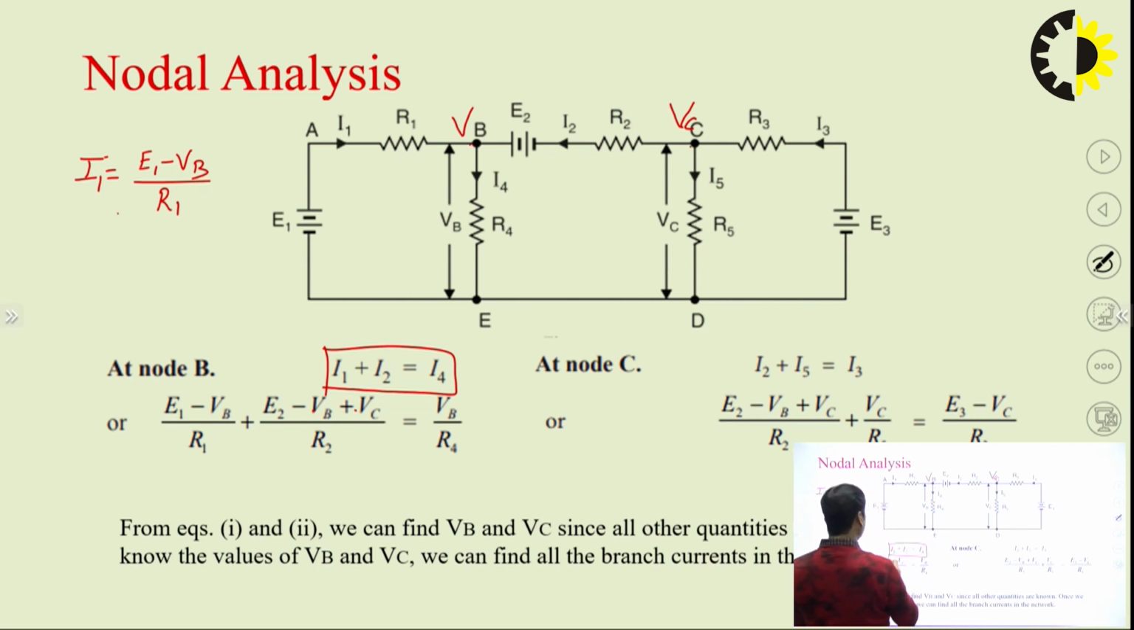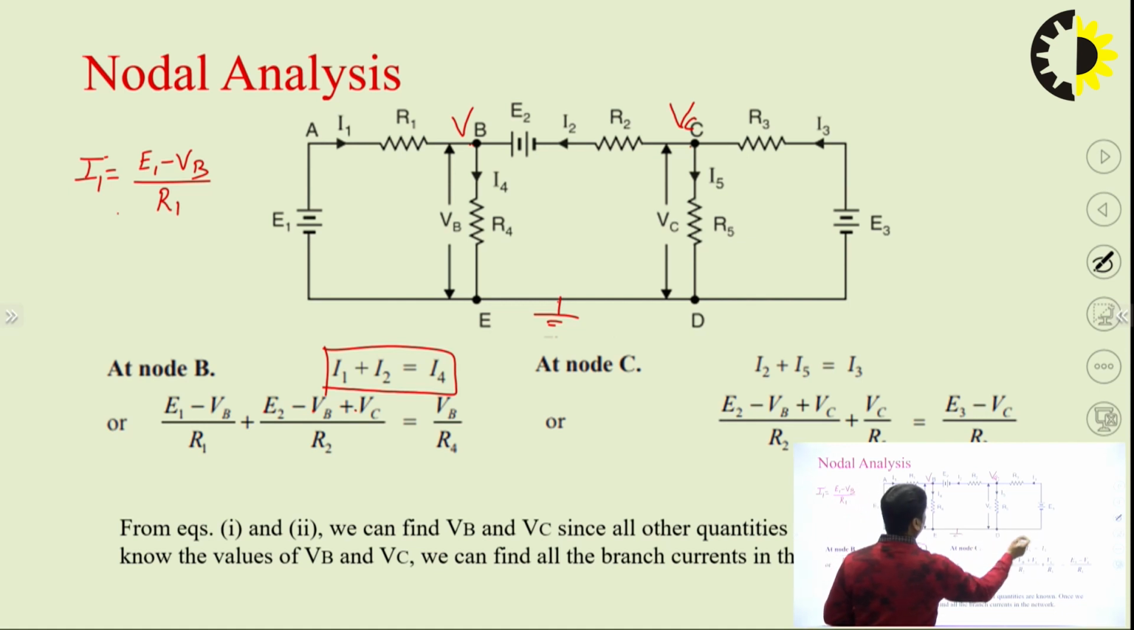So just having the, we will add V2 and E2 in this. So VC plus E2 minus VB upon R2 is this. So this is I2, and I4 is coming from this. This is VB, and this is at zero potential because it is the reference. So all these nodes are connected to reference or grounded.